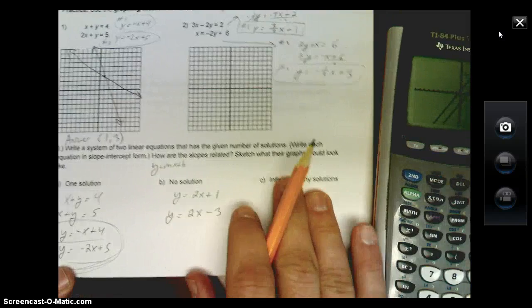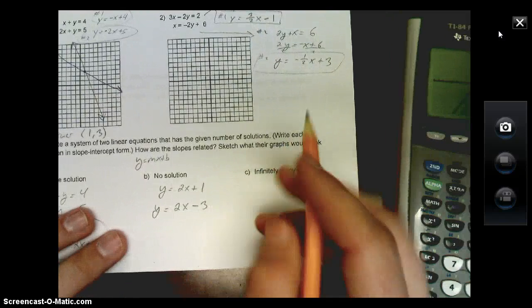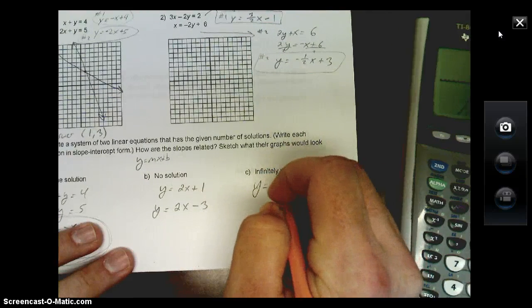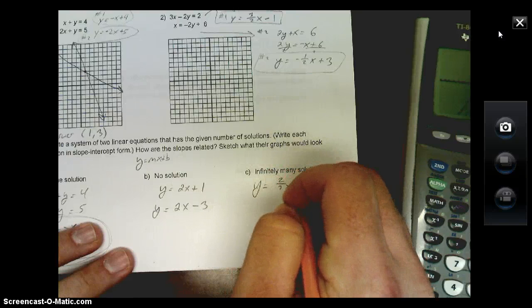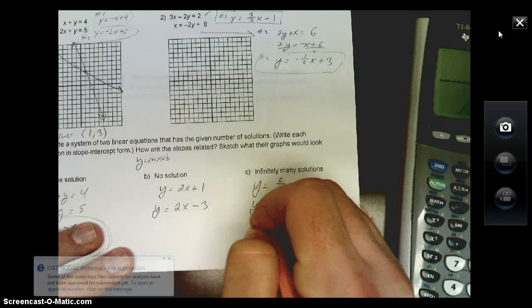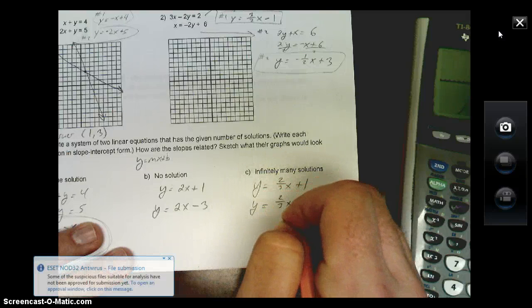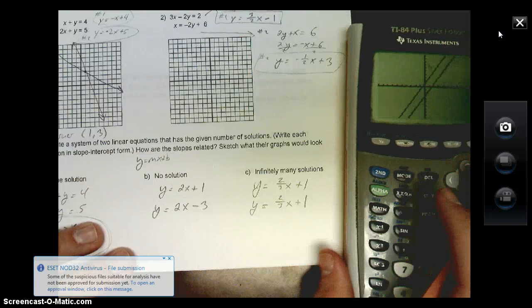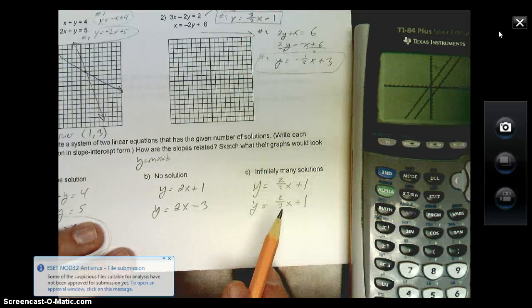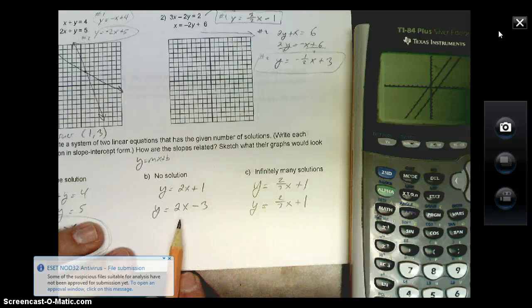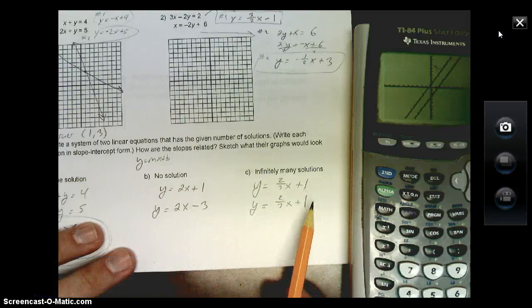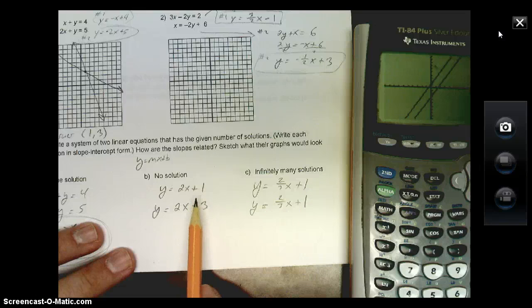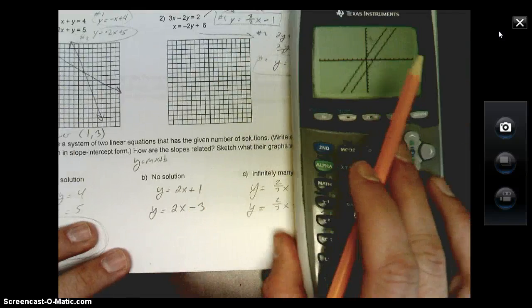Now, lastly, infinitely many solutions. Y equals, let's say, 2/3 x plus 1. Y equals 2/3 x plus 1. Okay? So something like this. Now notice we still have the same exact slopes, but look at your y-intercepts. What's unique about these compared to that? Here, they're different. On the right, they're exactly the same.